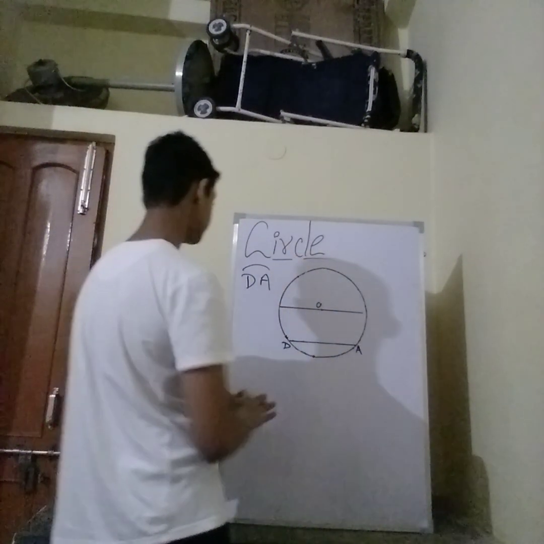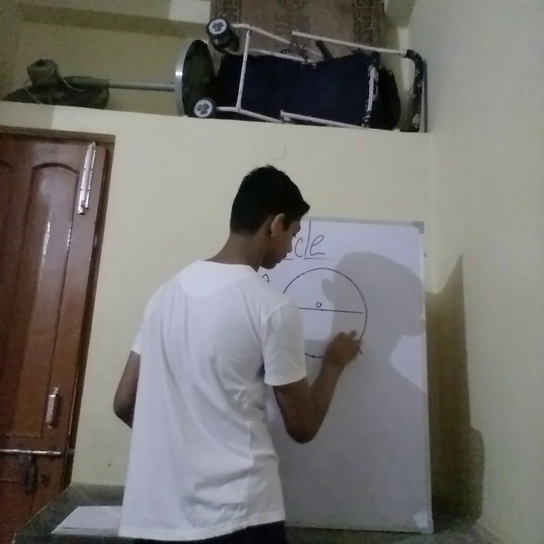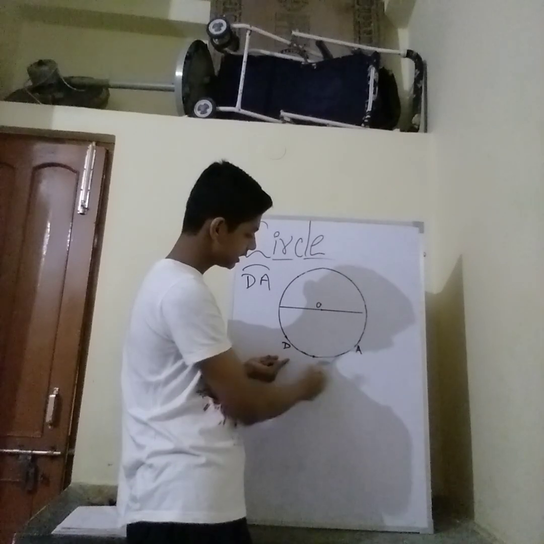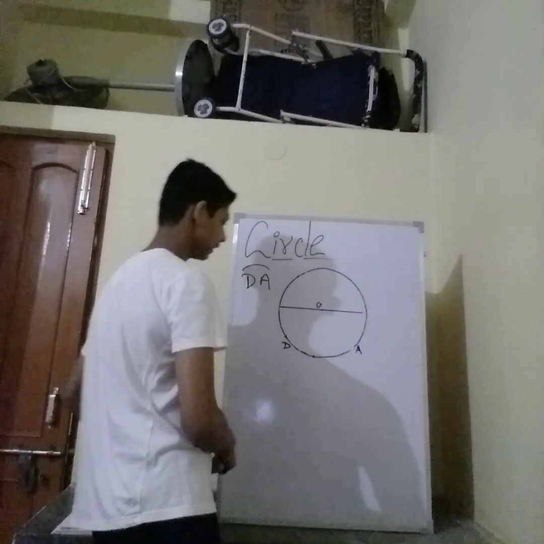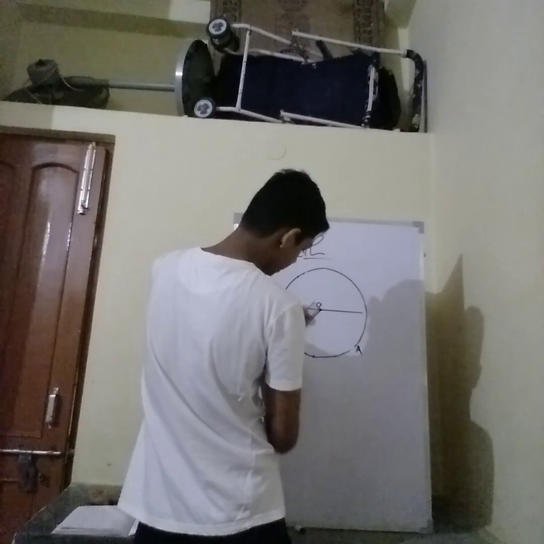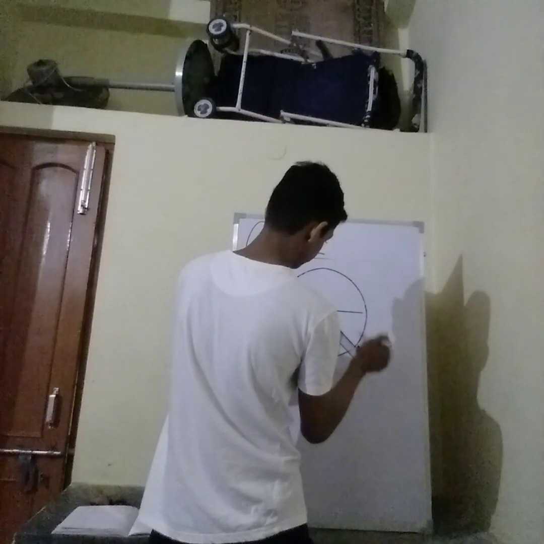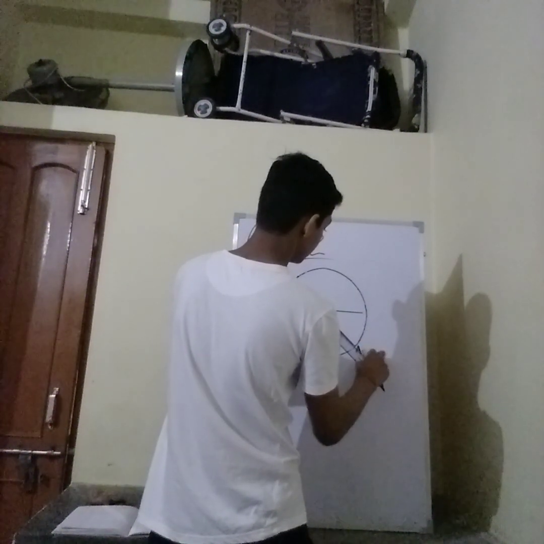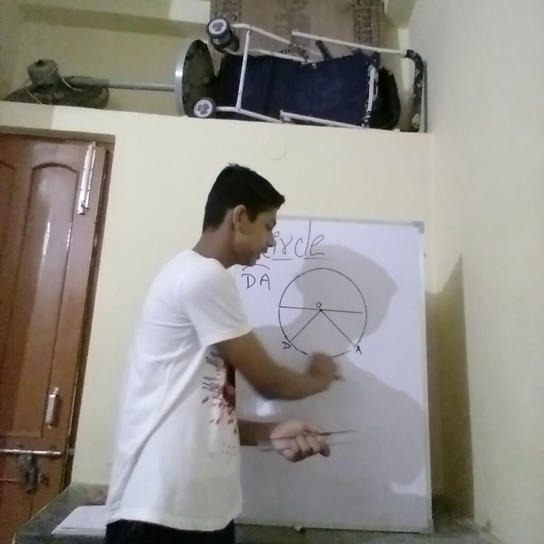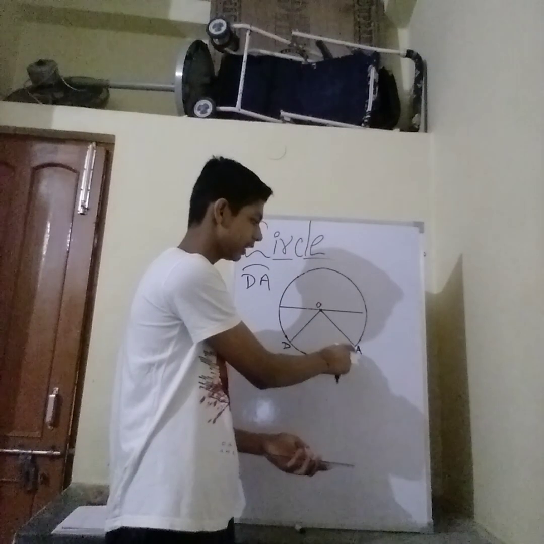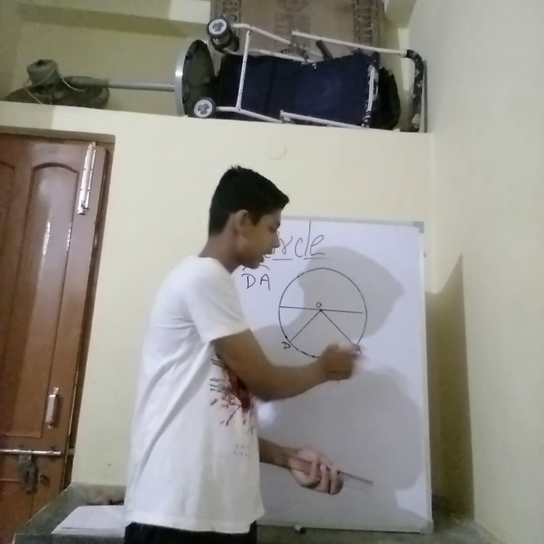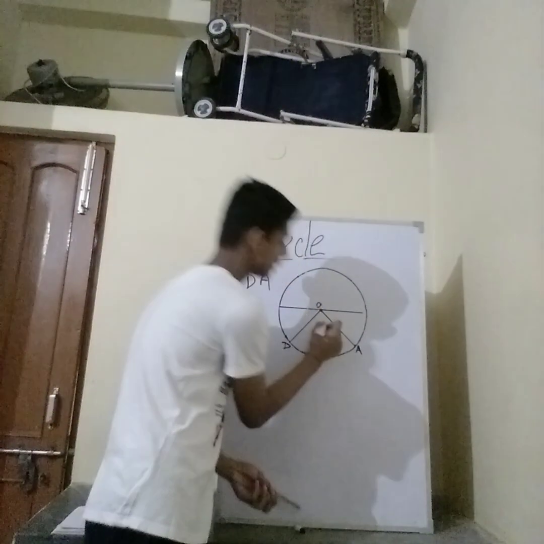Now, what is sector? As we see, this is arc DA. The area under arc DA, bounded by the two radii joining the center and the end points of the arc, is called a sector.